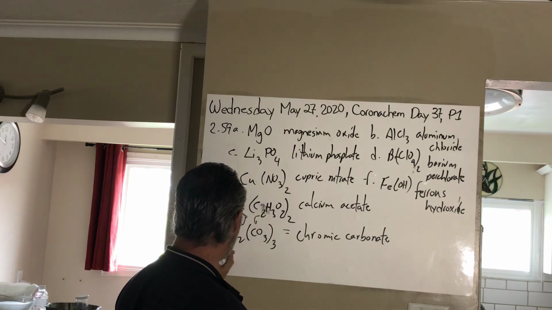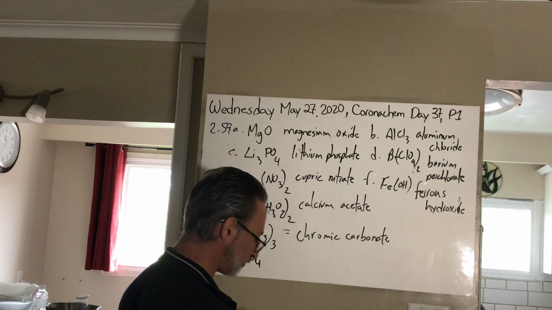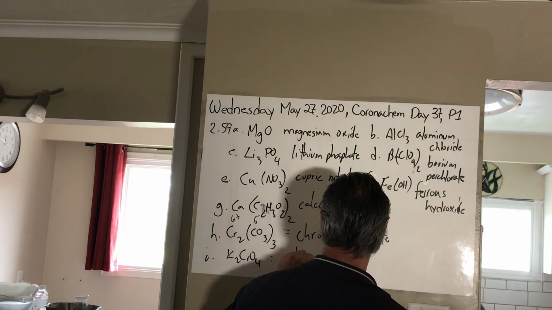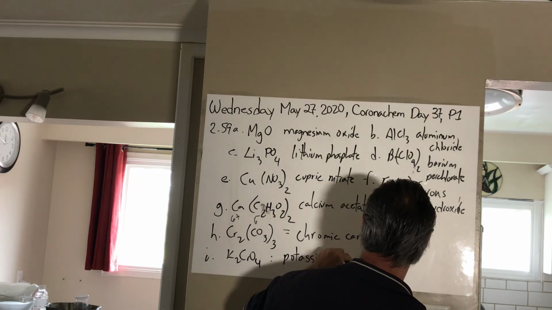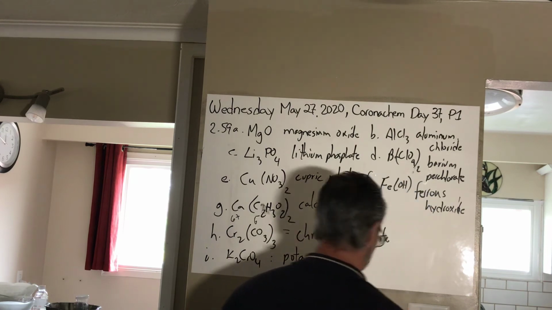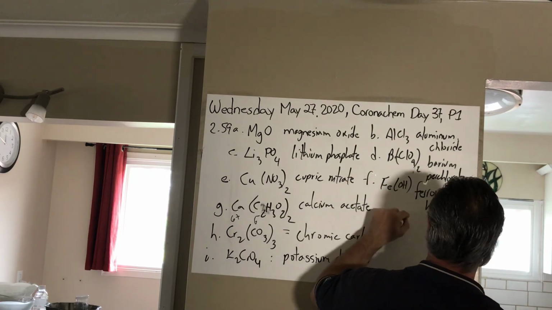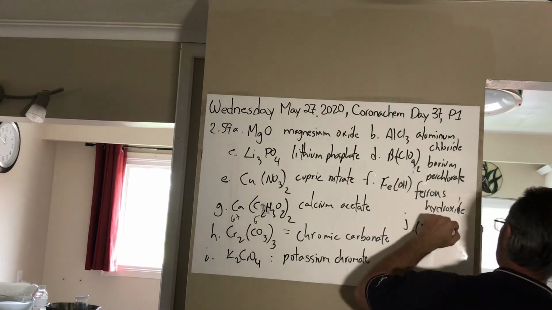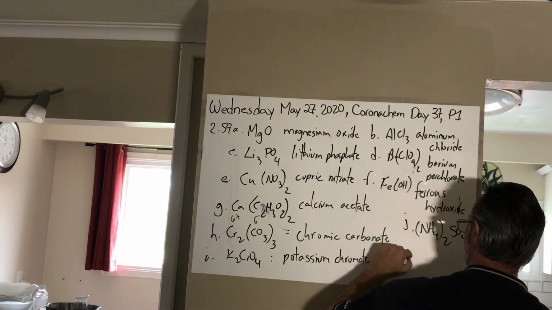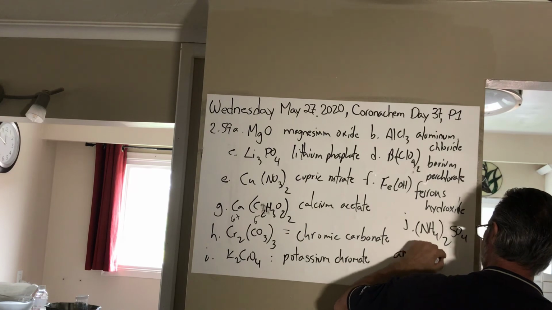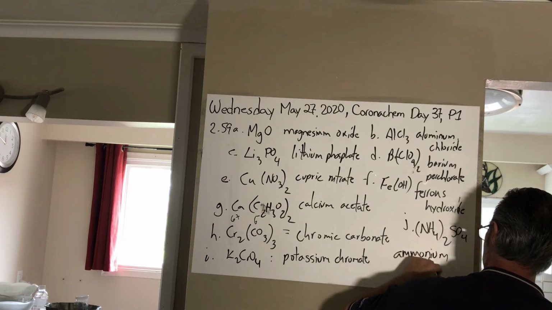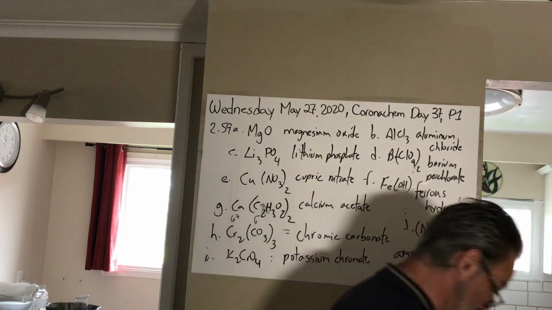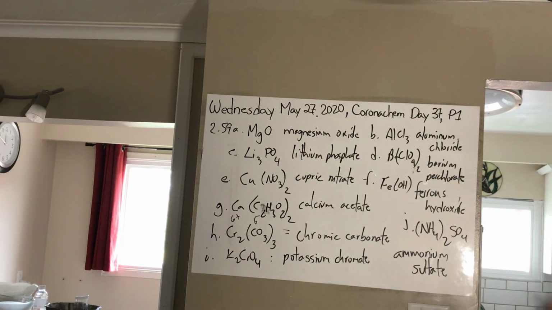K2CrO4, that's called potassium chromate. And the last one, (NH4)2SO4, is ammonium sulfate. Voila. So that was all ionic compounds.